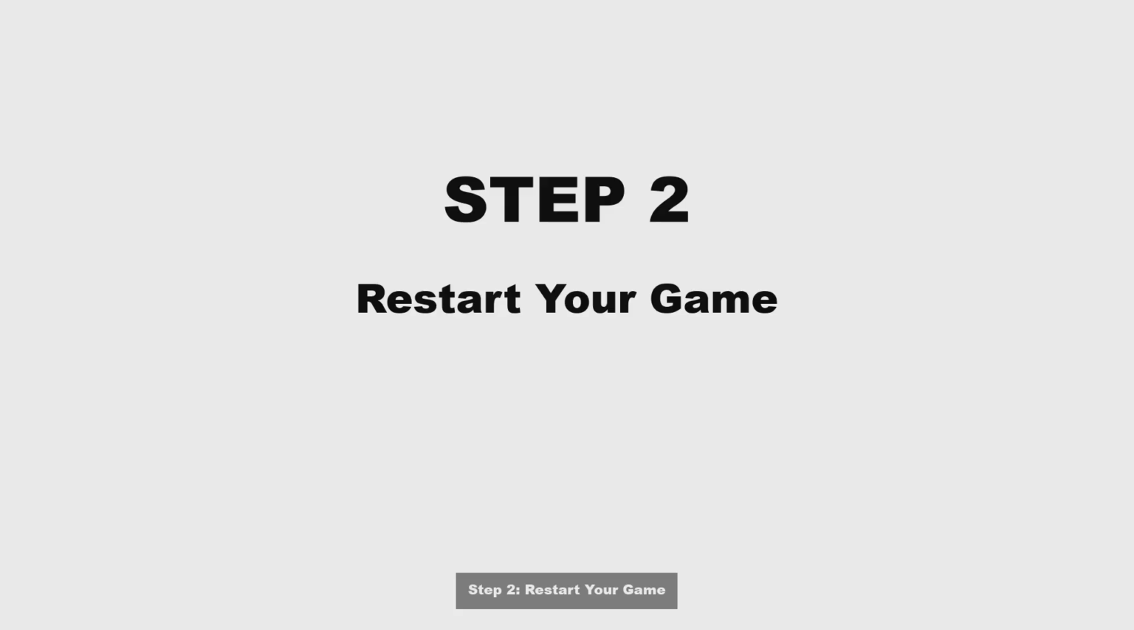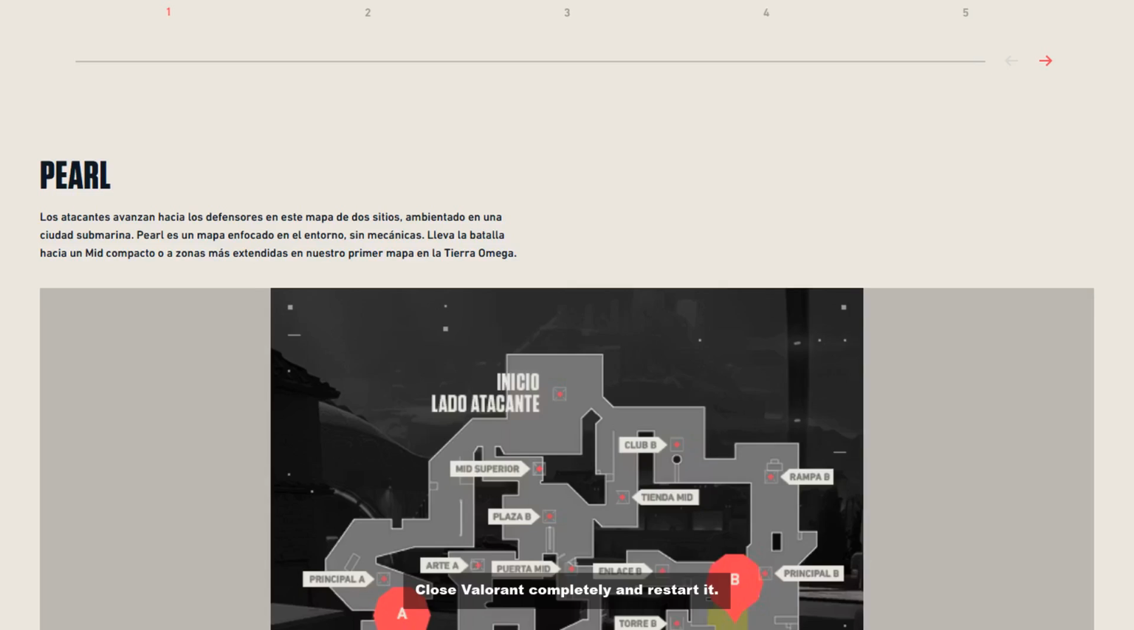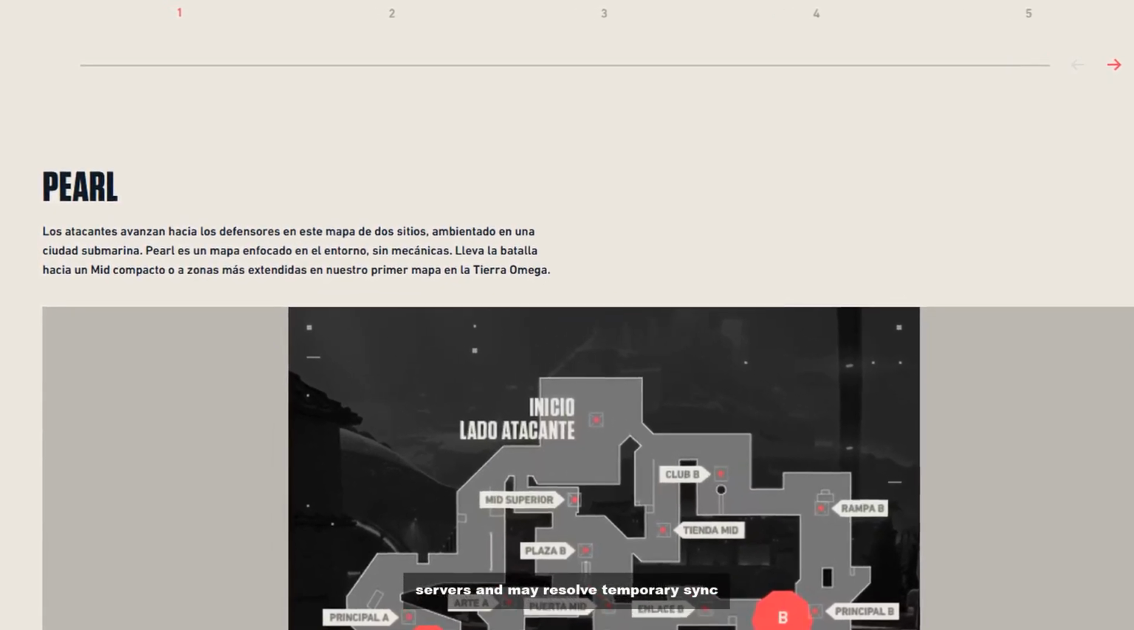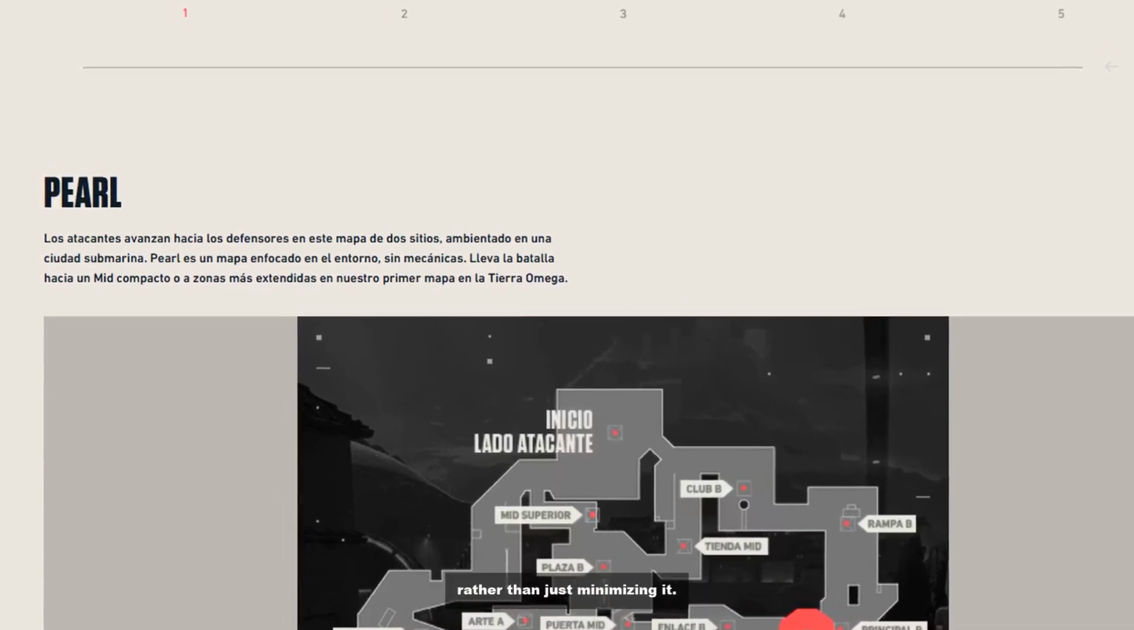Step 2. Restart your game. Close Valorant completely and restart it. This can refresh your connection to the servers and may resolve temporary sync issues. Make sure to fully exit the game rather than just minimizing it.